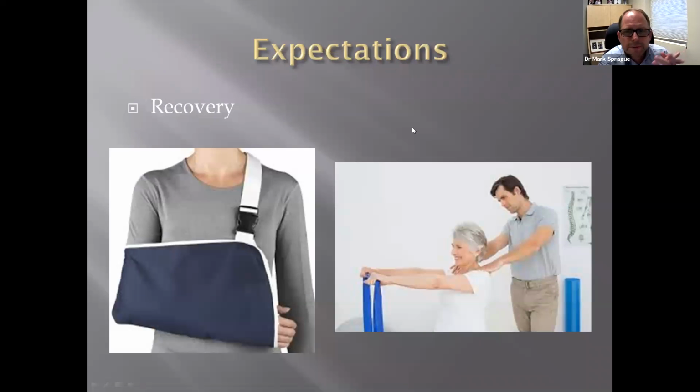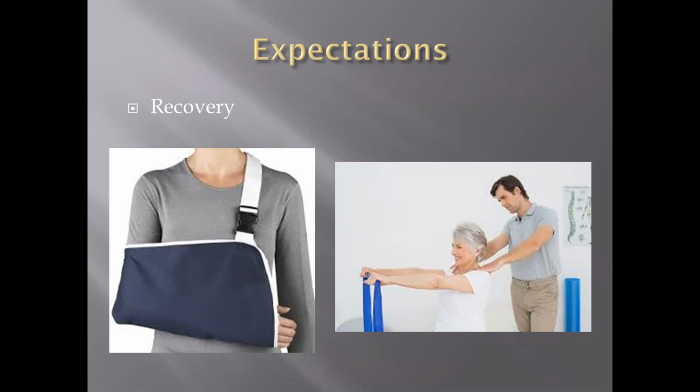Expectations. So the recovery of shoulder replacements. Well, in general, you will be in a sling for 1 to 3 weeks. It's variable. Some people need a sling for as little as 5 days. Some people are out of it as quick as a week. And then some people need a sling for 4 weeks. But in general, you're in a sling for about 1 to 3 weeks.